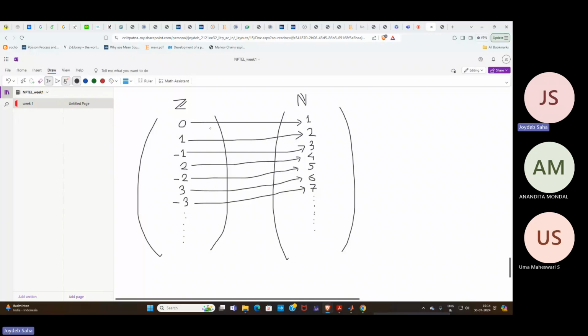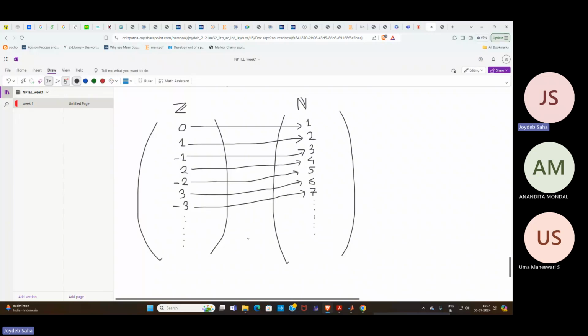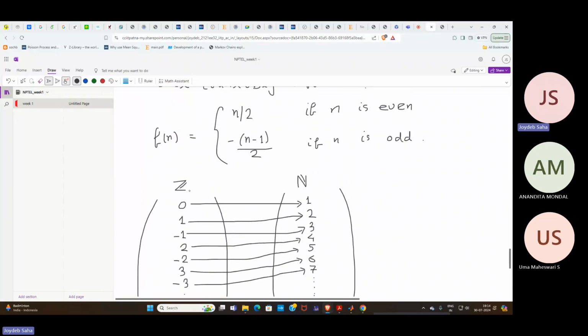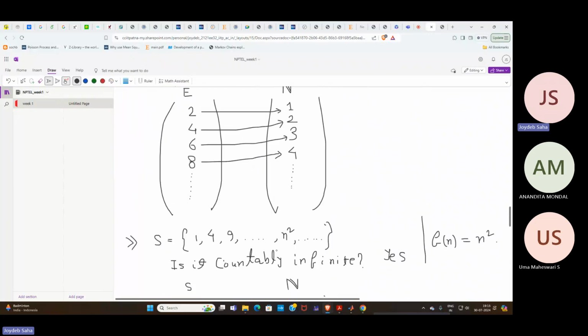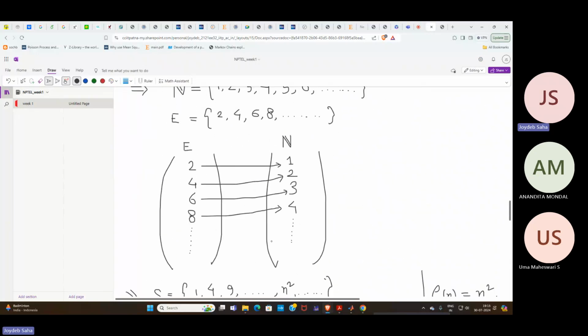So 0 is mapped with 1, 1 is mapped with 2, minus 1 is mapped with 3, 2 is mapped with 4, minus 2 is mapped with 5, 3 is mapped with 6, minus 3 is mapped with 7, and so on. So it can be mapped with the natural numbers, rather a bijection we can find here. So it is countably infinite. Actually, there is no difference between this question and these two questions. The basic concept of all three questions is the same.